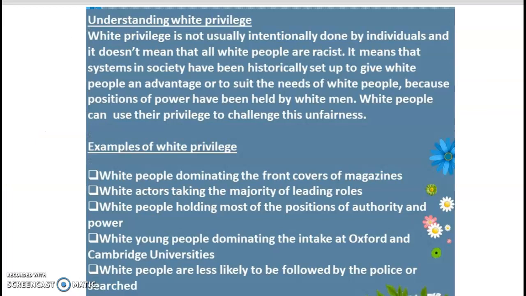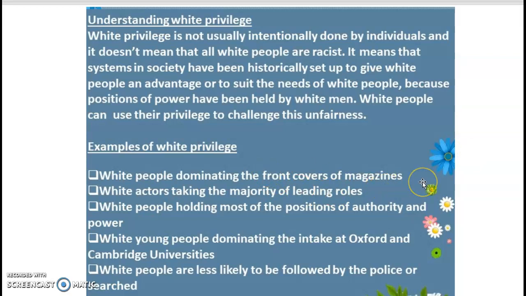Okay, so hopefully you were able to write some things down. So just the kind of answers to those two questions, you can check against yours. White privilege is not usually intentionally done by individuals, and it doesn't mean all white people are racist. It means that systems in society have been historically set up to give white people an advantage or to suit the needs of white people because positions of power have been held by white men. White people can use their privilege to challenge this unfairness. So it's not that all white people are racist or all white people have it easy. It's about this idea that because of the way history has worked, white people tend to have advantages which black people don't. And there's some examples here.